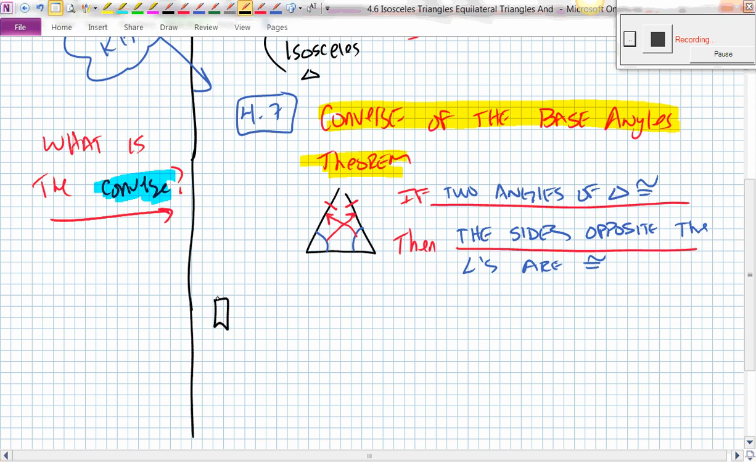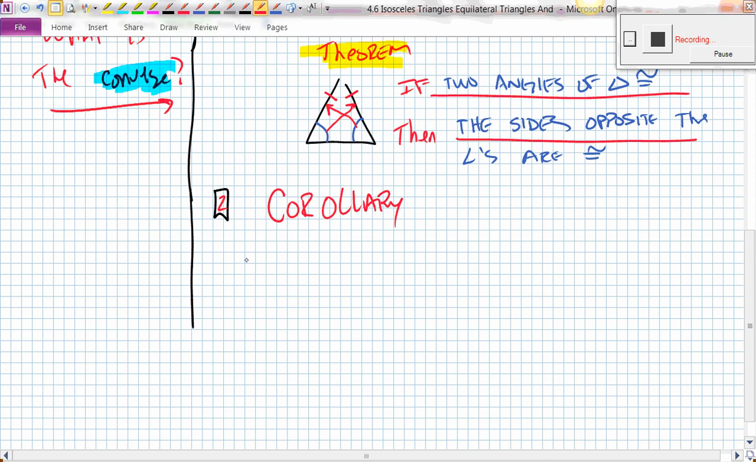Okay, for the second box, I'd like to talk about 2 corollaries. Corollary 4.6 and 4.7. Here we go. And this one, draw yourself an equilateral triangle. Looks like that.